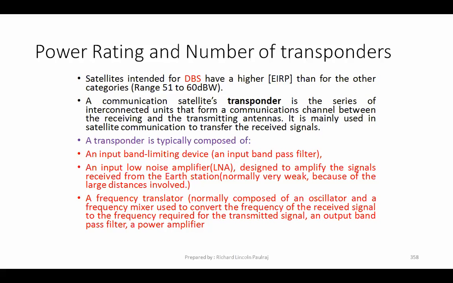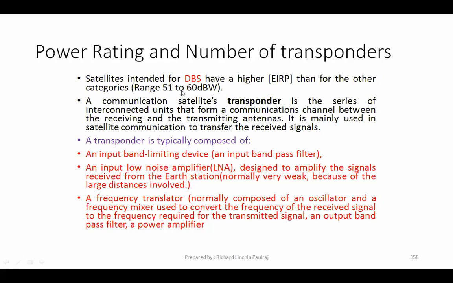Sometimes a few eclipses can last for about 72 minutes, which is more than an hour, right? One and a half hours. So it should be able to sustain the communications happening from the base station to the satellite. Which means we have to take utmost care in calculating the power rating and how many transponders are actually required.